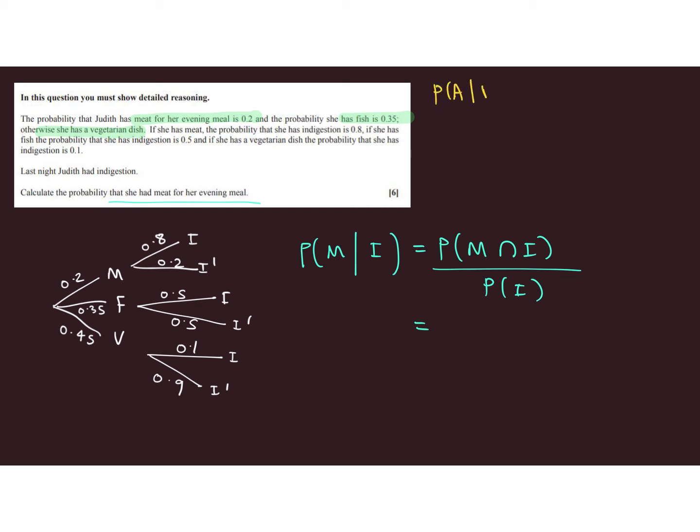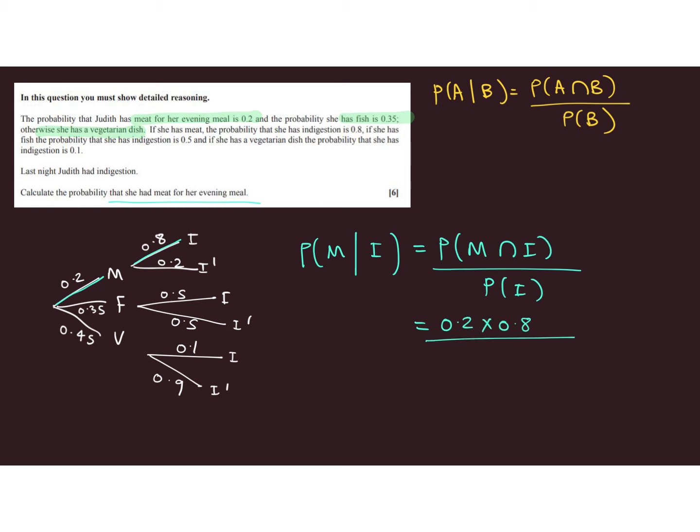Now, we are being asked to work out the probability that Judith had meat, given that we know she has had indigestion. So, knowing that she's had indigestion, what is the probability that she actually had meat? So this is the probability of meat and indigestion divided by the probability of indigestion. We're simply making use of the law of conditional probability. The probability of A given B is the probability of A and B divided by the probability of B occurring. So the probability of M and I, that's 0.2 multiplied by 0.8.